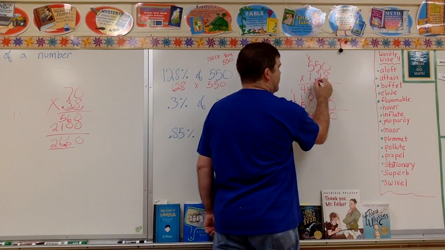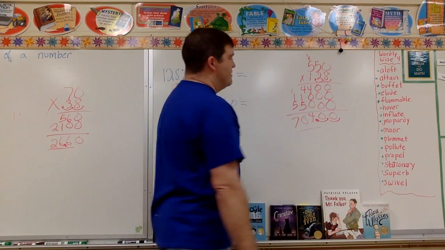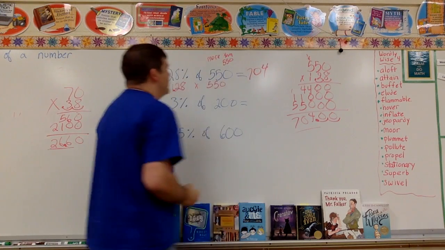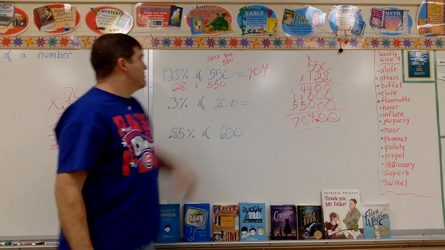Now, I got to get this decimal out. 1, 2. Take it in 1, 2. So my answer is 704. I knew that I was going to be over 550, which I am, so that's good.